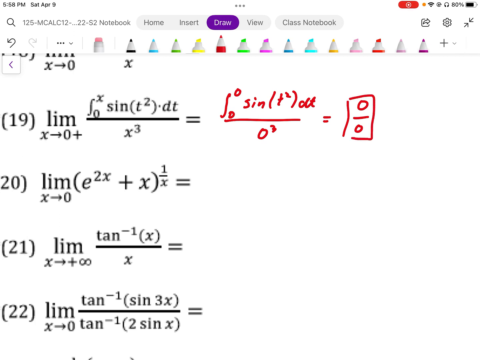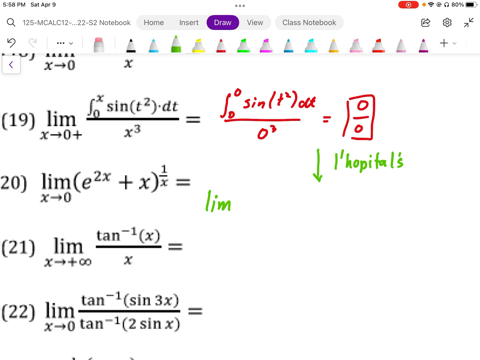So that integral just has an area of 0, and in fact, any integral, if we integrate from the same point, we're just integrating a line, which gives us an area of 0. So we have our condition to be able to apply L'Hopital's, and this is where we're going to use the derivative of the integral and the fundamental theorem of calculus.